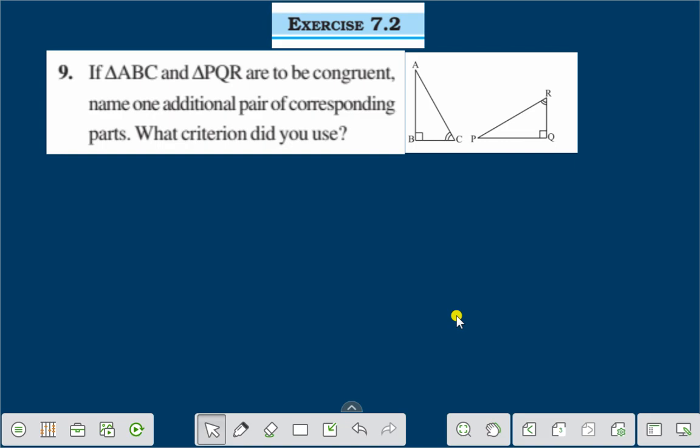Triangle ABC and triangle PQR are to be congruent. Name one additional pair of corresponding parts. What criterion did you use?